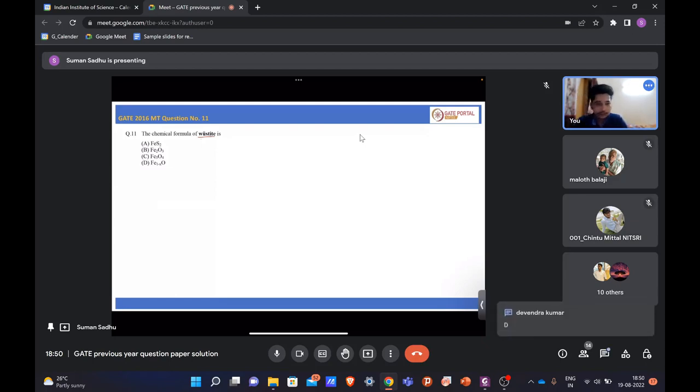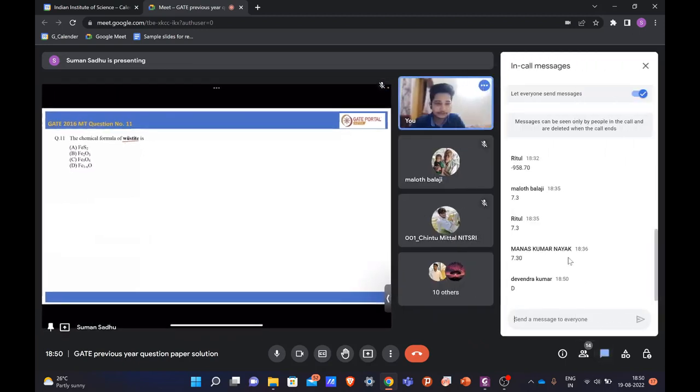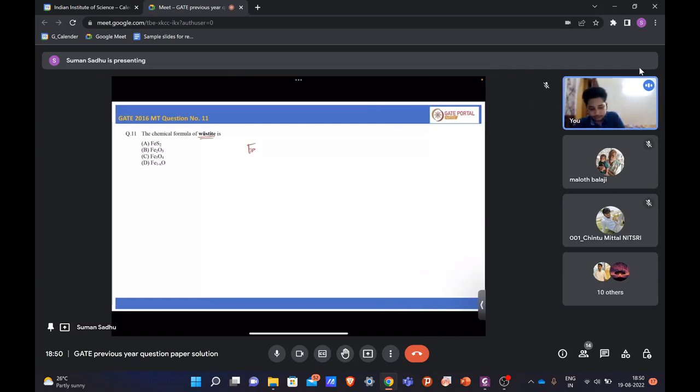So option D. Why option D? This is a straightforward question, by the way. Yes, but why is it not written as FeO? Why is it written as Fe1 minus XO? What is the reason? Because mostly we say Wustite is FeO, right? But why is it Fe1 minus XO?